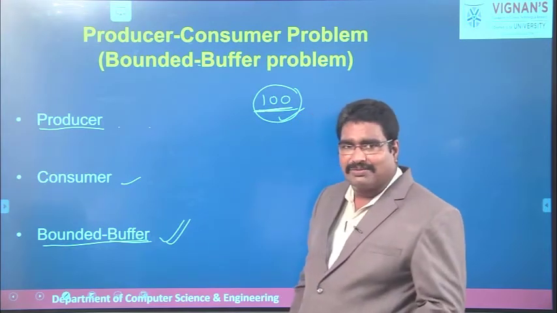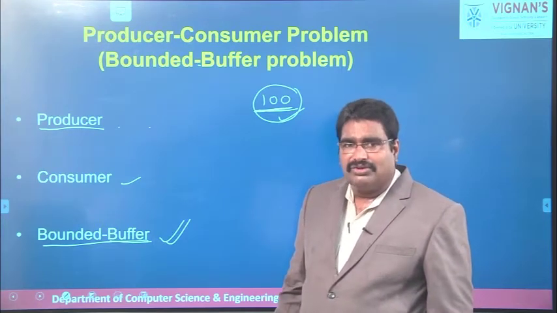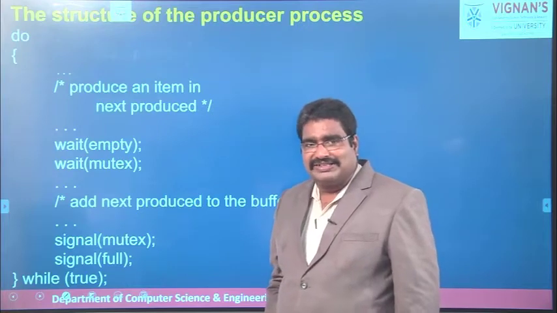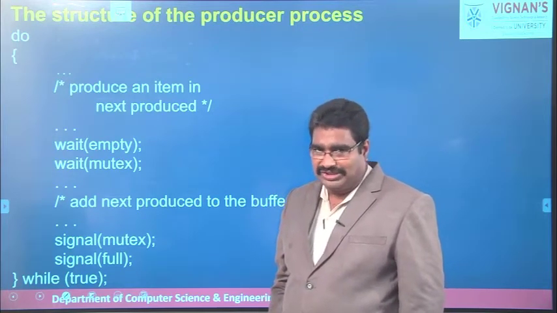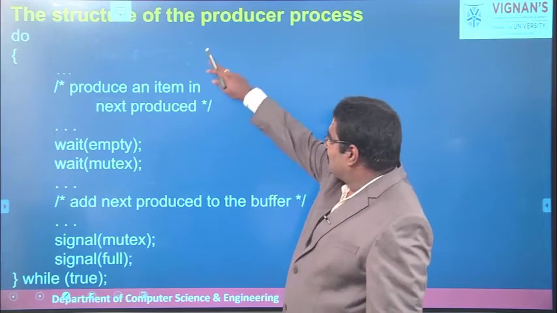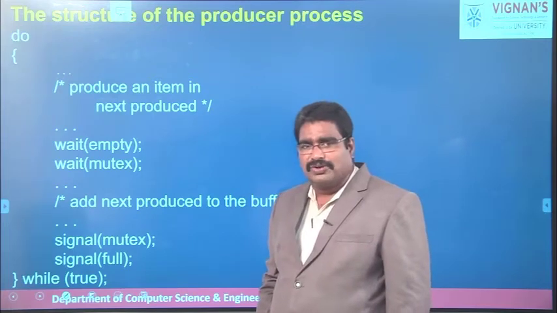Now we try to discuss the solution to the producer consumer problem using the semaphores. So this is the structure of the producer process. Here, what is the task of the producer process?